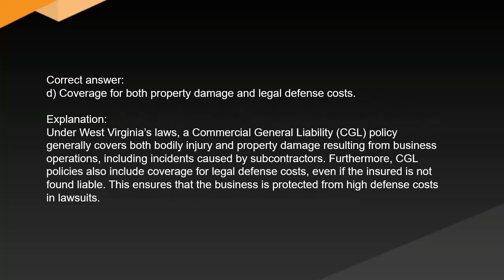Correct answer. D. Coverage for both property damage and legal defense costs. Explanation. Under West Virginia's laws, a commercial general liability (CGL) policy generally covers both bodily injury and property damage resulting from business operations, including incidents caused by subcontractors. Furthermore, CGL policies also include coverage for legal defense costs even if the insured is not found liable. This ensures that the business is protected from high defense costs and lawsuits.